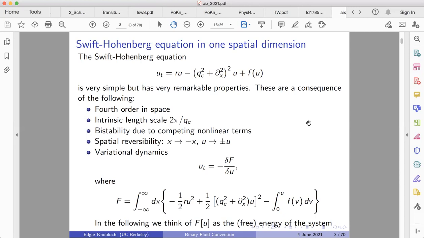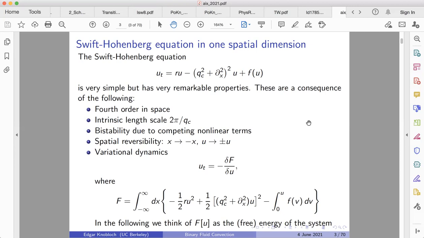So the important thing about this equation is that aside from being fourth order in space, which is essential for what I'm going to talk about, it has an intrinsic length scale, and that length scale is given by 2 pi over Qc. Qc is the wave number at onset of a pattern forming instability in this problem. And there's a parameter, which is called R here, which is going to be my bifurcation parameter, and you can think of it as a Rayleigh number or something like that, okay?